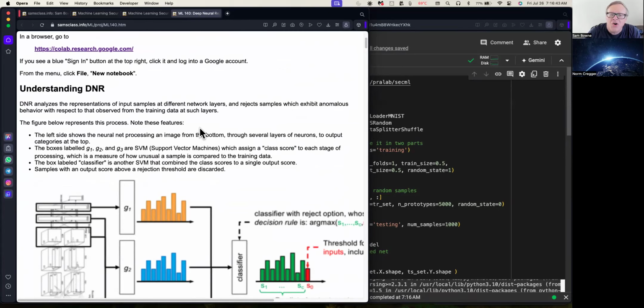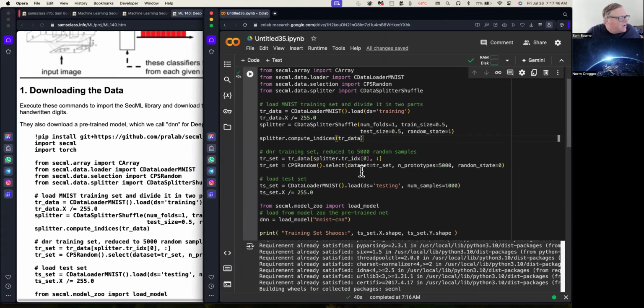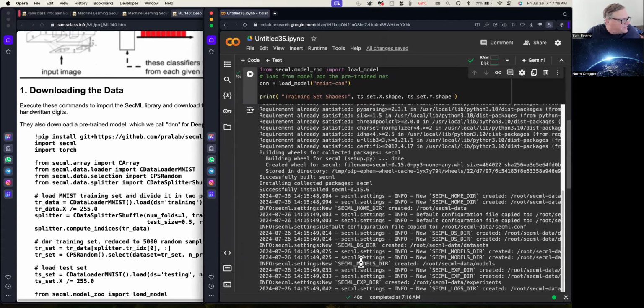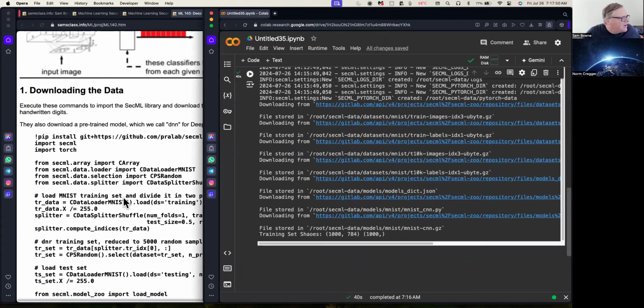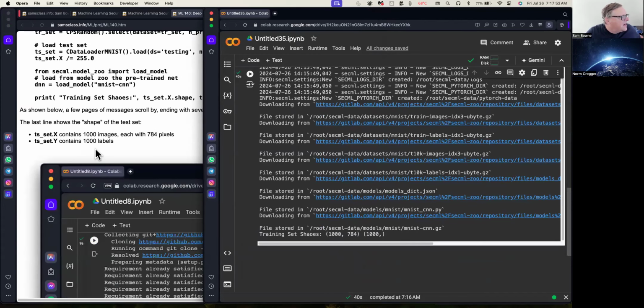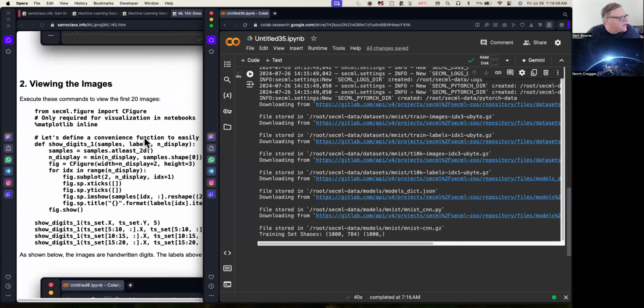So I already started the first bit importing and training. This downloads a pre-trained model, so we don't have to train it. And there we are. So it's created a model, and we have, should show, oh yeah, training set shape. It's 1,000 images, each with 784 pixels, and of course 1,000 labels. So that's the data we're using for the test set.